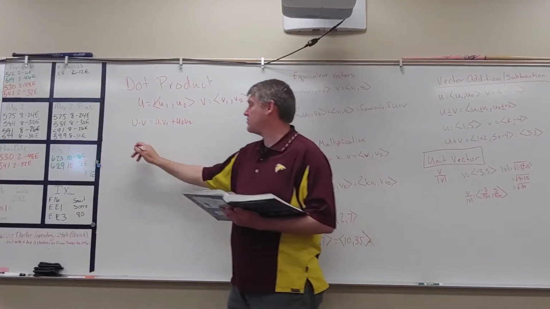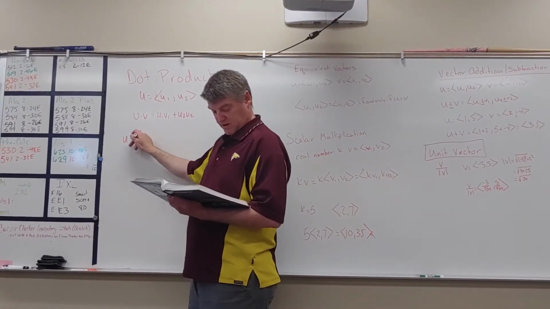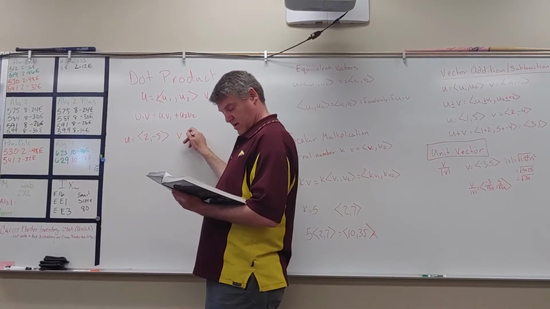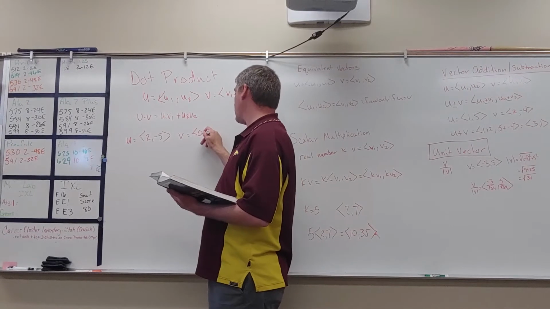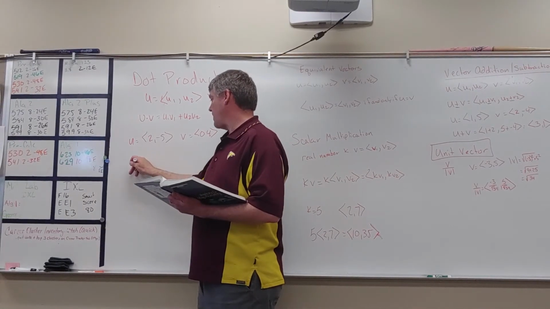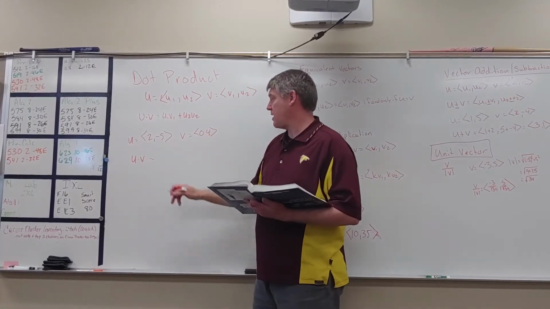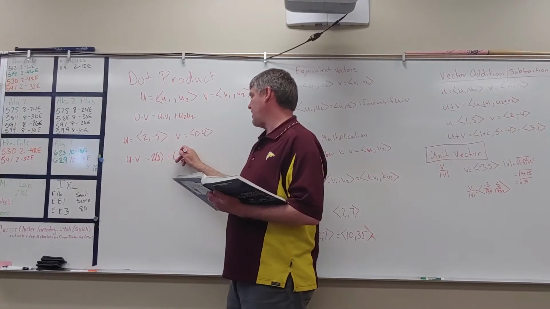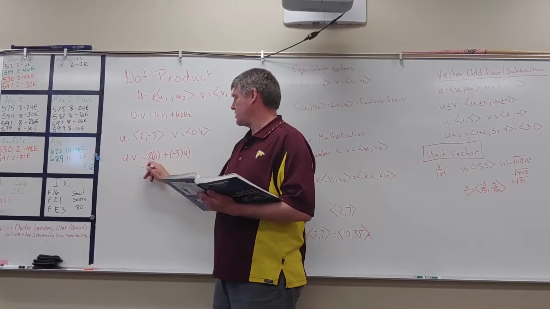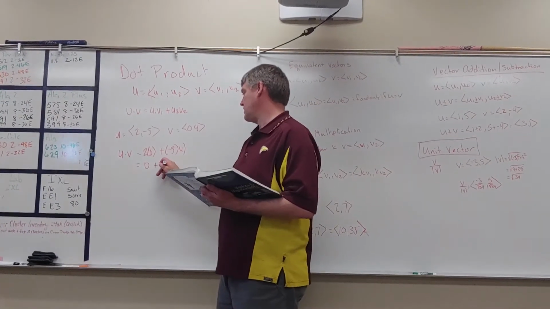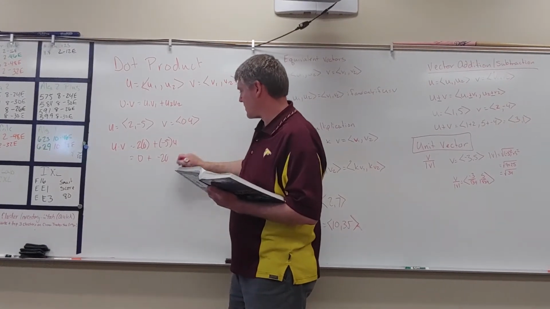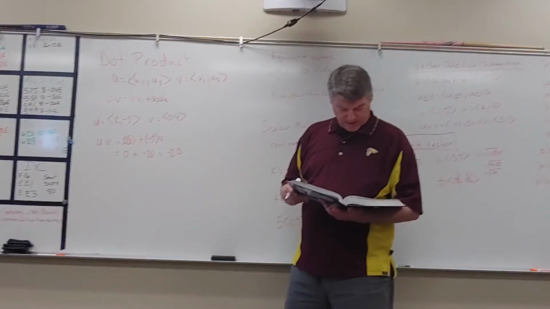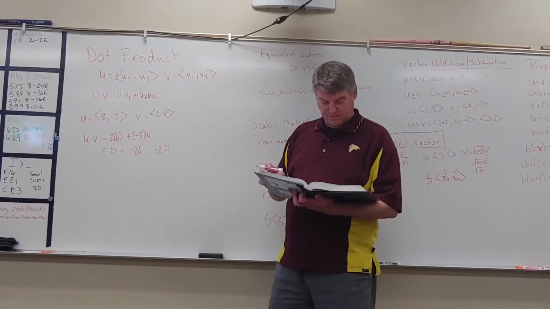Okay? So if I have two vectors here, let's go over an example of this. So let's say I have vector u equals 2, negative 5, and I have vector v equals 0, 4. So if I want u dot v, I'm going to go 2 times 0 plus negative 5 times 4. 2 times 0 is 0, plus negative 20, which gives me negative 20. There's my dot product of those.